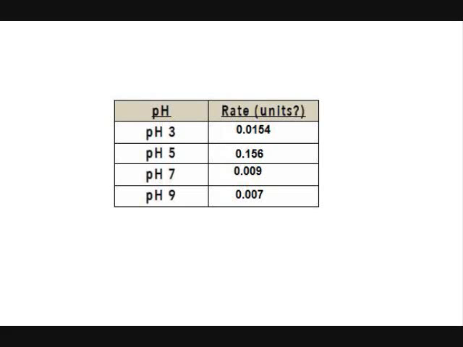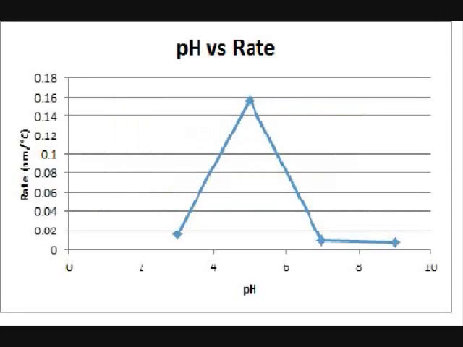Let's look at the rate. The rate of the pH on enzyme activity graph shows us that the rate and pH are inversely related. Increasing the pH lowers enzyme activity.